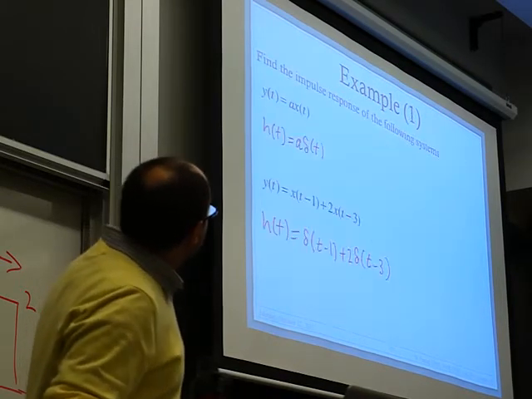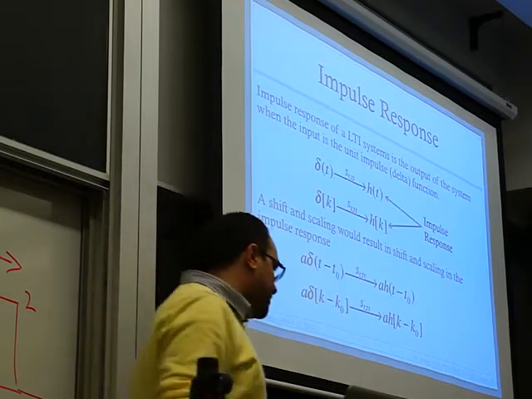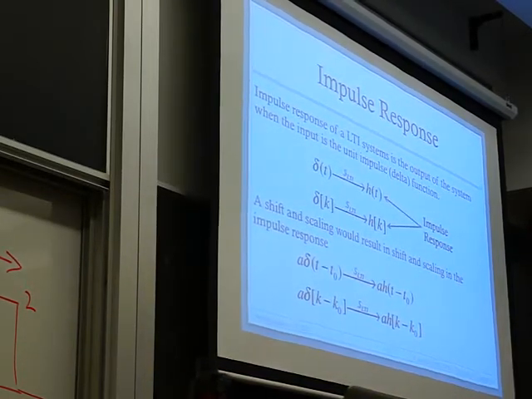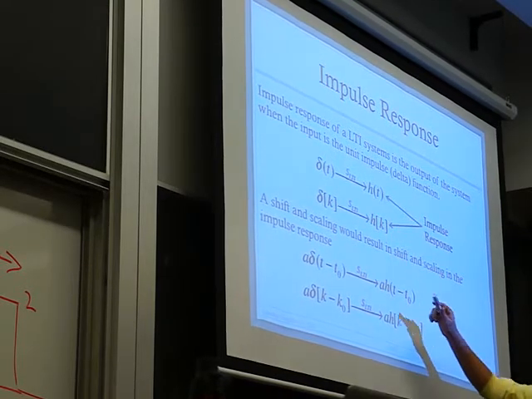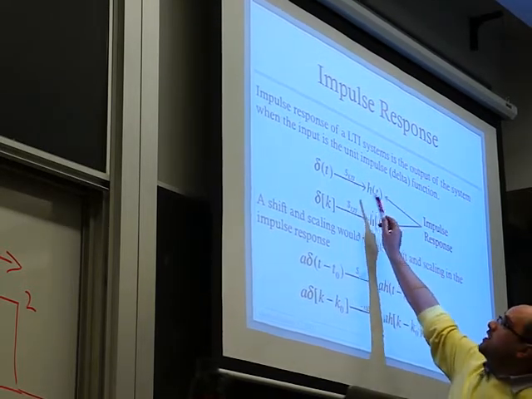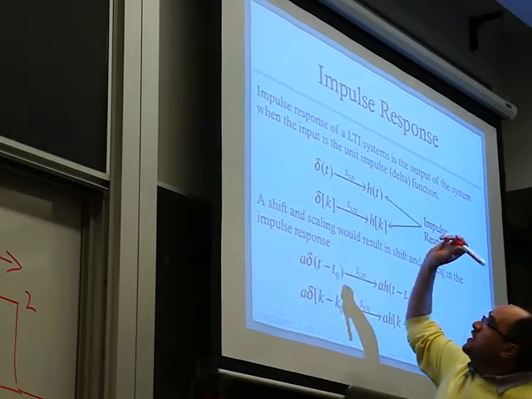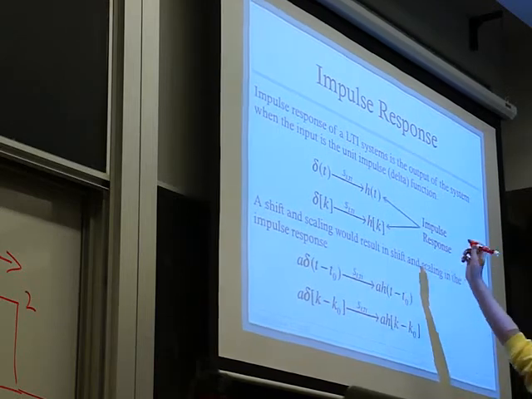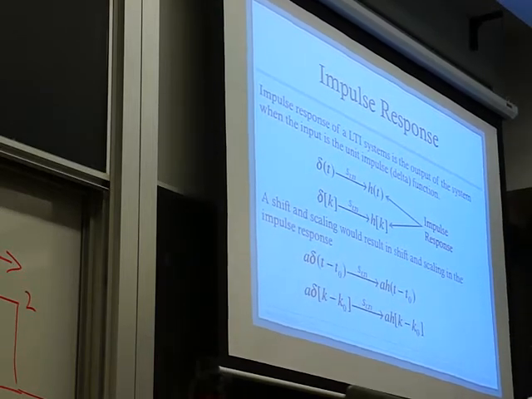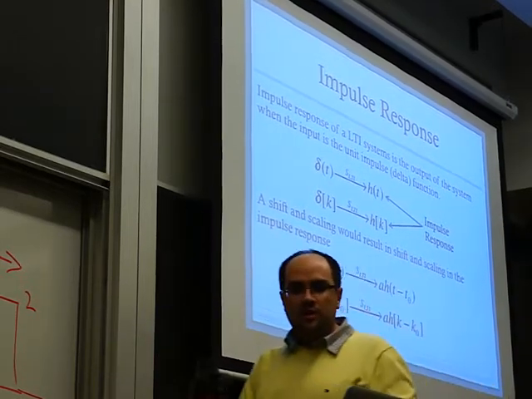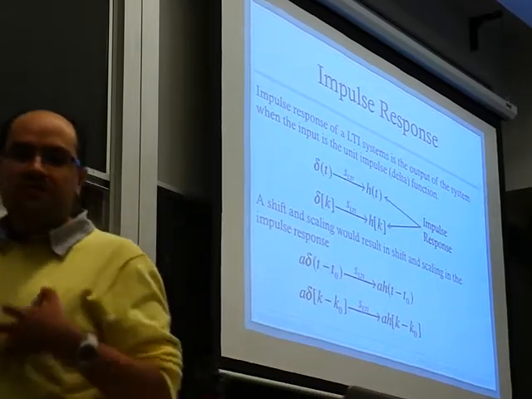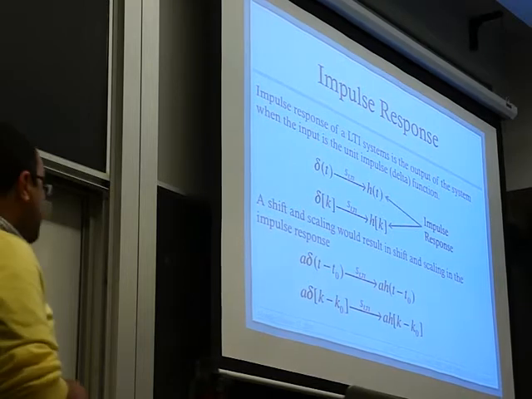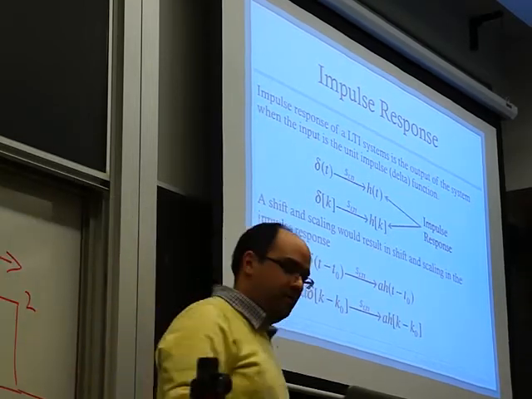Okay, so let's see. Then, okay, so what did we do next? Okay, we introduced the impulse response. So this impulse response is also important, okay? So what was the idea behind the impulse response? When we have a linear time invariant system, if the input is the unit impulse, the output we call impulse response. So if I ask you what is an impulse response, you say it is the output of a linear time invariant system when the input is the unit impulse.